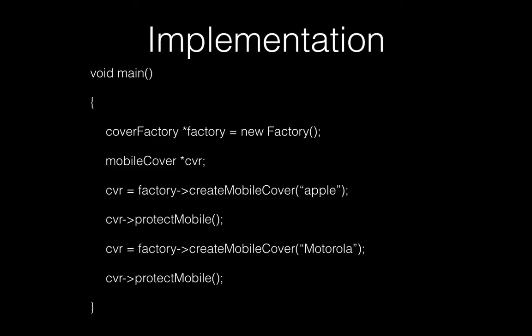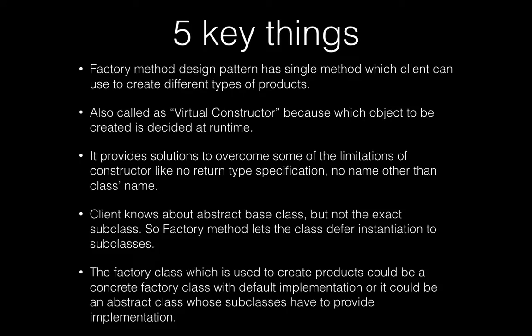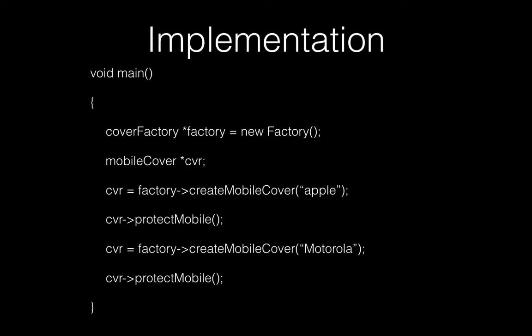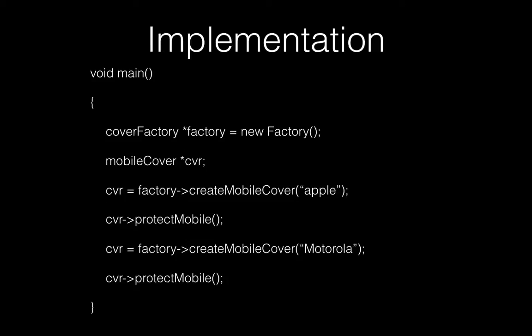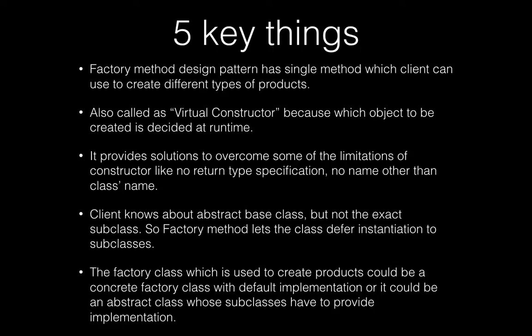At runtime we create the objects, and it also provides solutions to some of the limitations of constructors, like a class constructor doesn't have a return type and you don't have a name other than the class name. Here you can specify a return type for create mobile cover, and you can have a different name for this method also. The client knows about the abstract base class but not the exact subclass. Here we know only about mobile cover, and we don't have an idea about the derivatives like iPhone cover and Moto G cover. So factory method lets the class defer instantiation to subclasses.